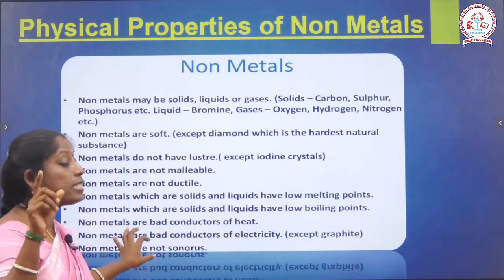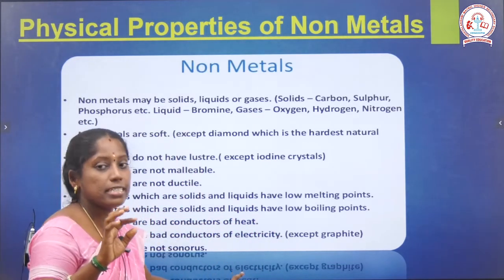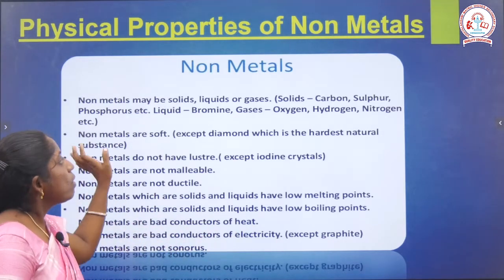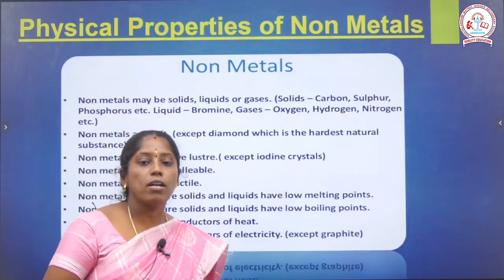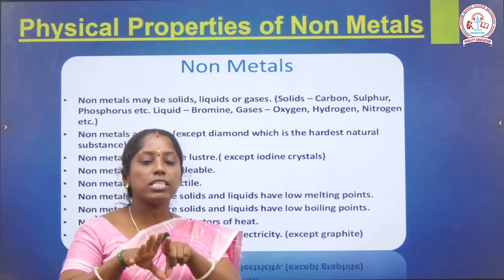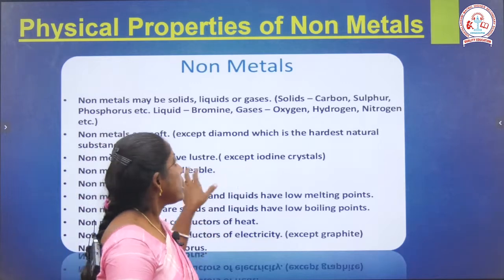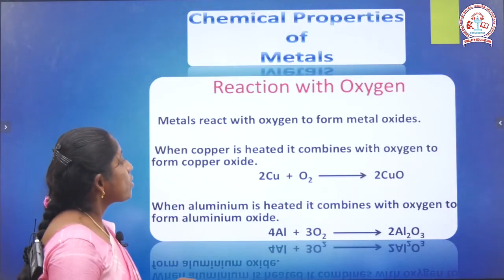Next one, it does not conduct heat and electricity, and it does not have the sonorous property. So these are the physical properties of non-metals. Now you can say the difference between metals and non-metals. Yes, children? Yes. Next we can see the chemical properties.